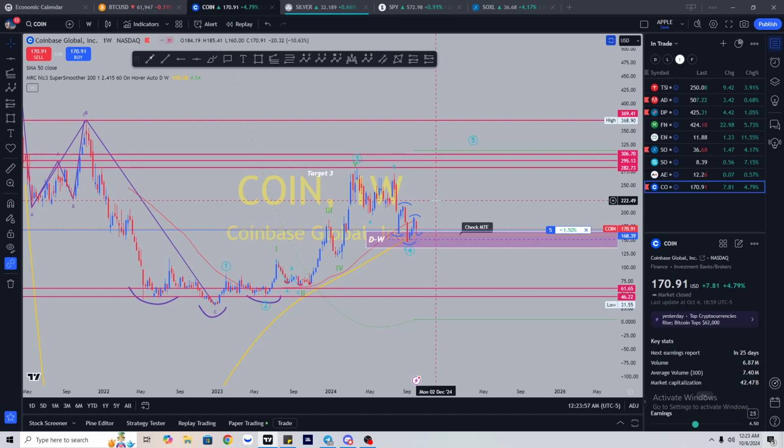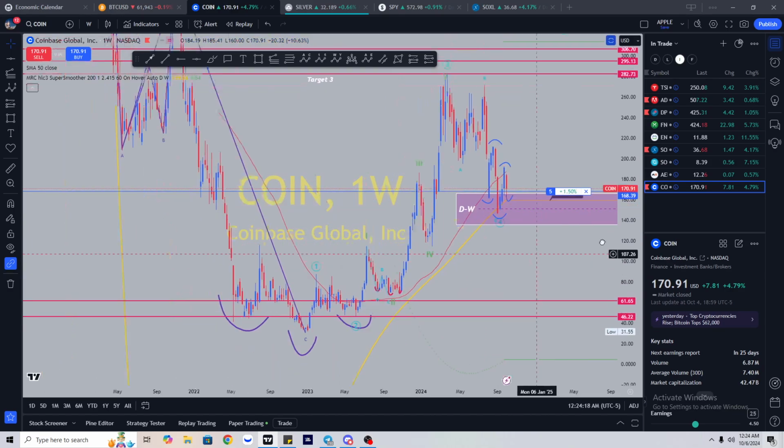But wave 3 is usually the longest. And if it's not the longest, it's the second longest. It cannot be the shortest. Wave 3 cannot be the shortest wave. Remember that. That's very key when you draw your Elliott waves. Wave 3 cannot be the shortest wave, and majority of the time, it is the biggest wave. Doesn't have to be, but it just cannot be the shortest.